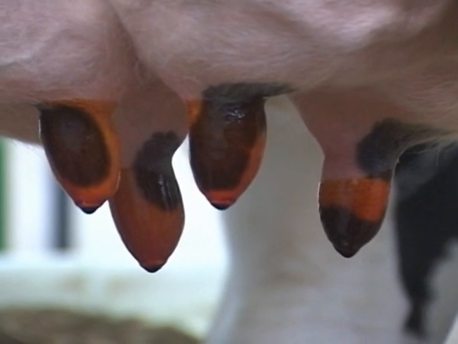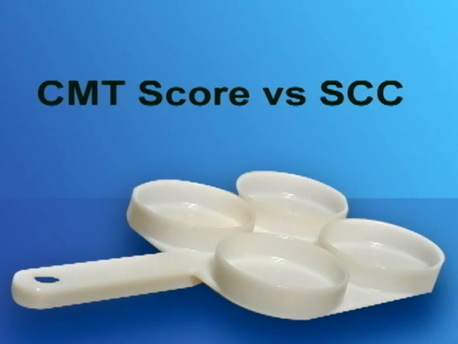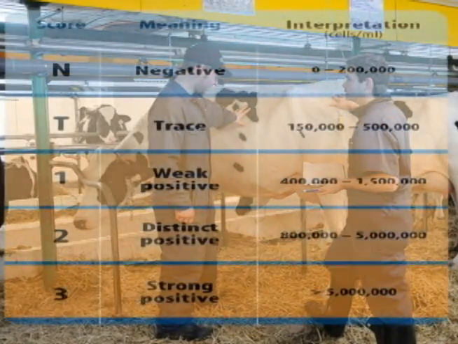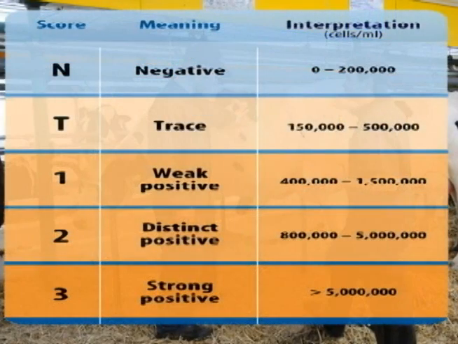Each CMT score provides an approximation of the number of somatic cells per milliliter of milk. This is an estimate and not an exact value. Therefore, when there is a positive reaction, that is, from score 1 to score 3, the number can vary from 400,000 to more than 5 million cells per milliliter. Regardless of the exact number, the important thing is whether the quarter is positive or not.